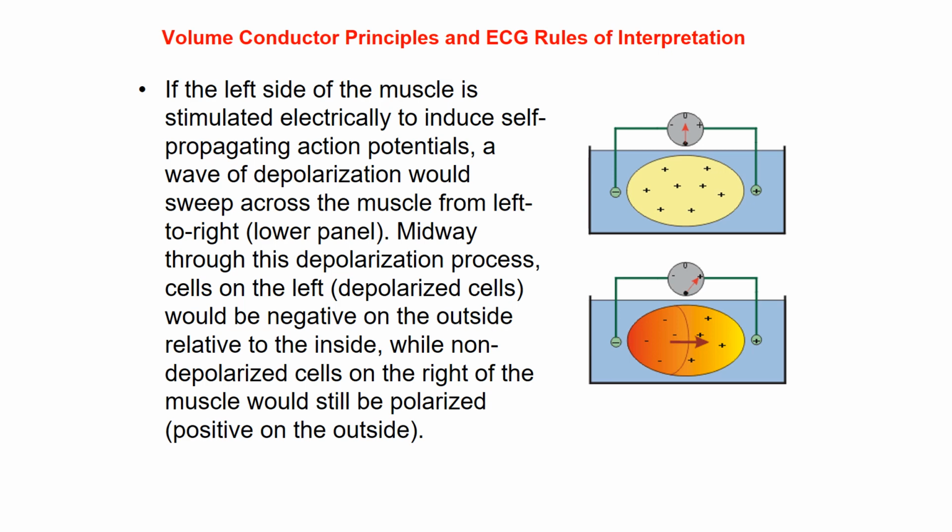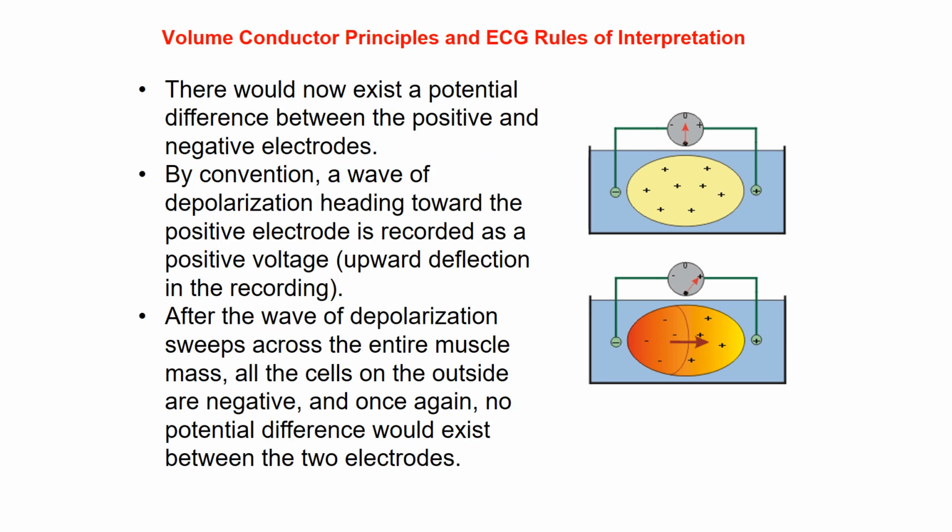If the left side of the muscle is stimulated electrically to induce self-propagating action potentials, a wave of depolarization would sweep across the muscle from left to right, lower panel. Midway through this depolarization process, cells on the left, depolarized cells, would be negative on the outside relative to the inside, while non-depolarized cells on the right of the muscle would still be polarized, positive on the outside. There would now exist a potential difference between the positive and negative electrodes.